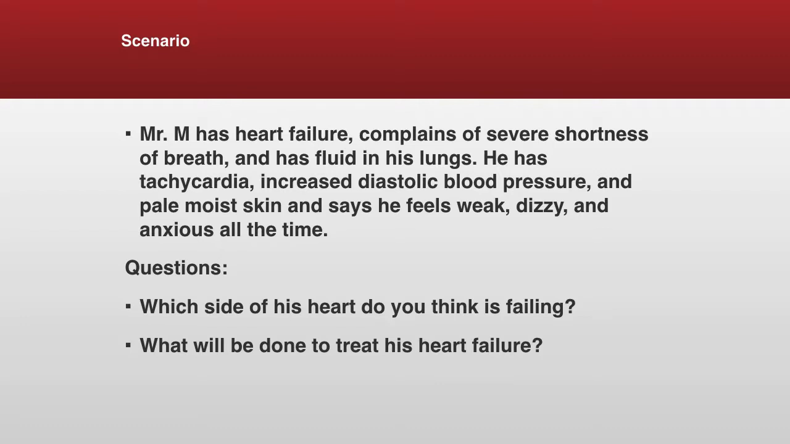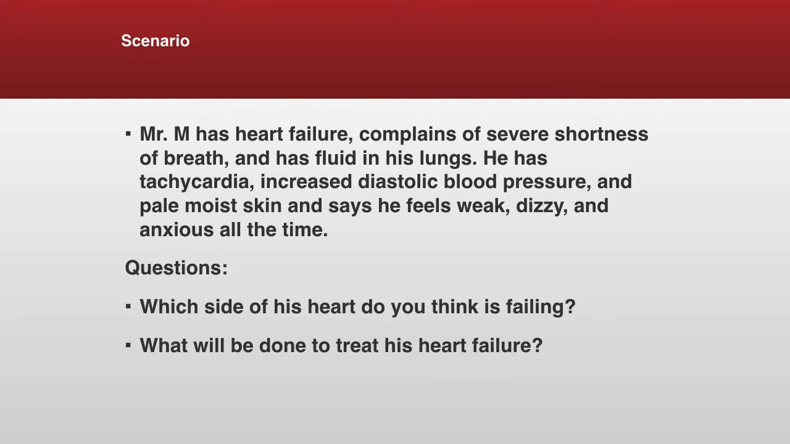We're going to look at Mr. M. He has heart failure. He's complaining of severe shortness of breath and has fluid in his lungs. He has tachycardia, increased diastolic blood pressure, and pale, moist skin, and he says he feels weak, dizzy, and anxious all the time. So, which side of his heart do you think is failing? I think his left side is failing.